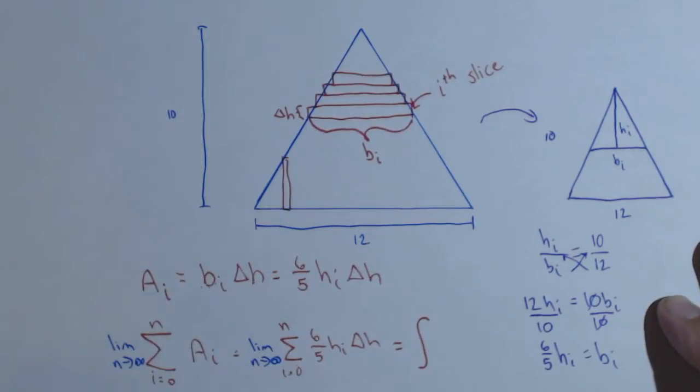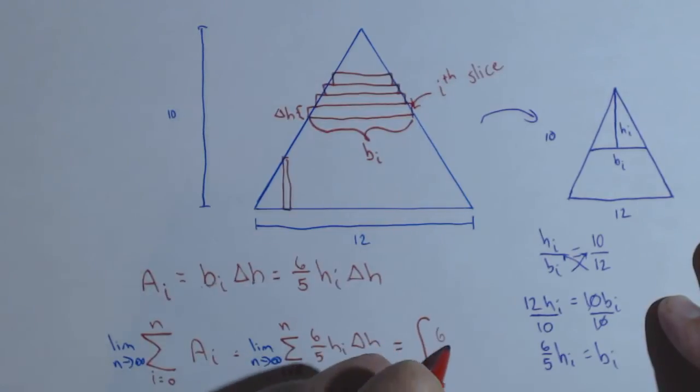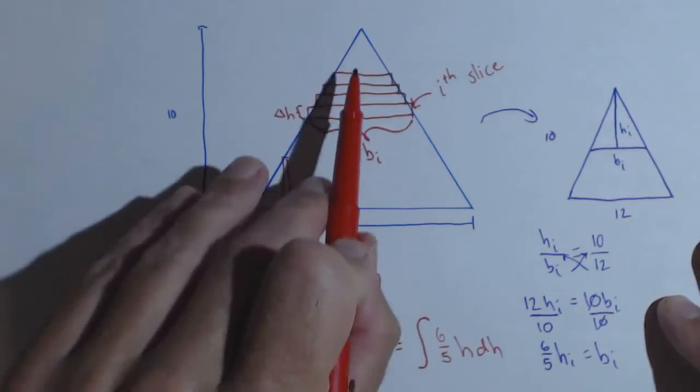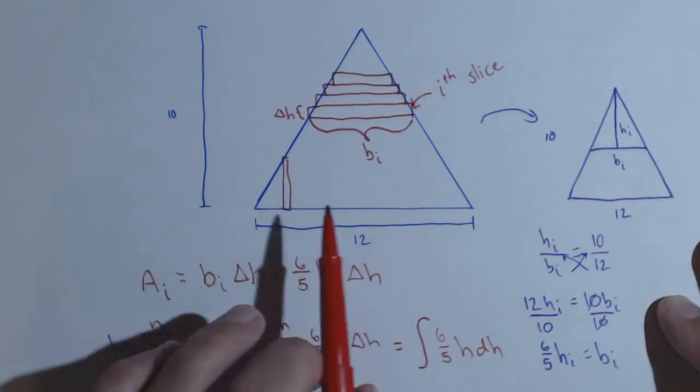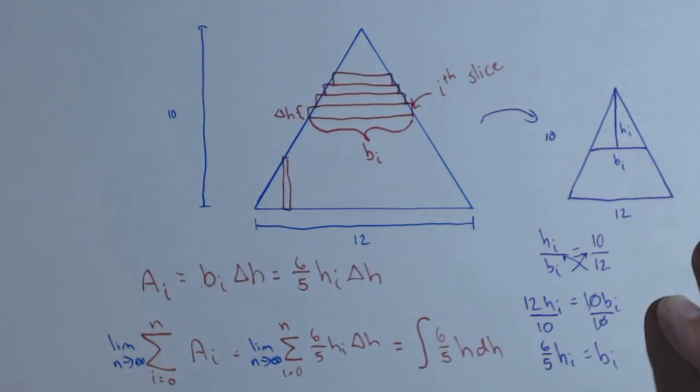So there's going to be two major changes. Number one, I already know the area for the ith slice. It's going to be 6/5, except I'm just going to use H, not H sub I, and dH, just as we did back when we went from Riemann sums to a definite integral. The reason I'm not using the sub I is that I'm no longer in the discrete case, I'm in a continuous case. This is going to continuously add up every single infinitely small slice to get the area of this triangle.